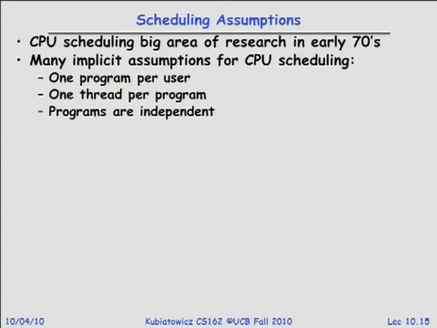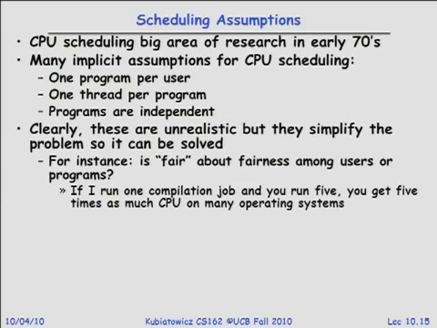Do those still apply? Hard to say, right? In fact, I'd say one program per user is certainly not the case. And one thread per program is definitely not the case either. And programs aren't independent. So maybe these assumptions are wrong. Clearly they're unrealistic, but they do give us a starting point. If we make those simple assumptions, we'll get more complicated in a bit, but we could ask ourselves, suppose we want to schedule fairly.